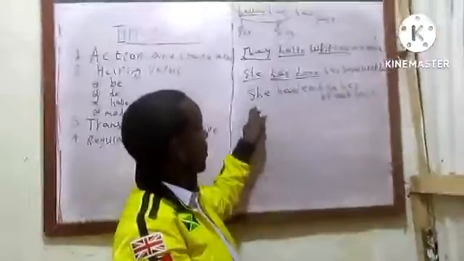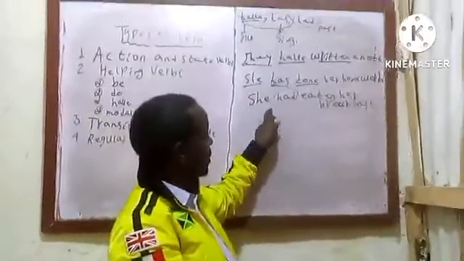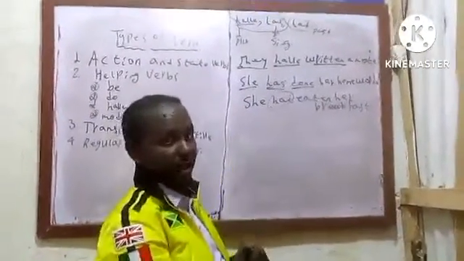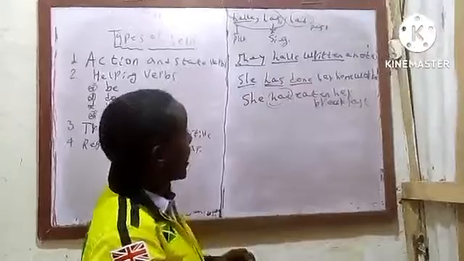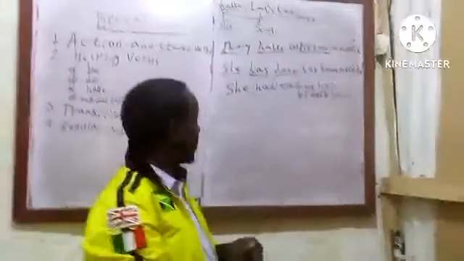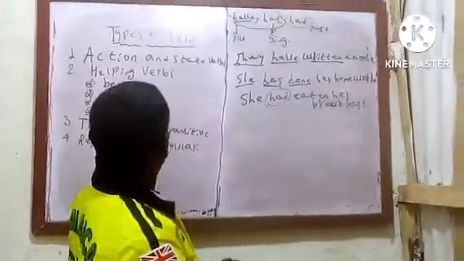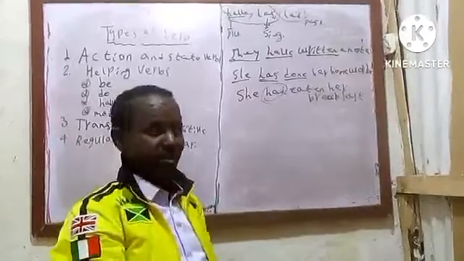Because it is past, whether the subject is plural or singular, we use had. So this is all about verb to have. Having said this one, let us deal with modal auxiliary verbs, right?